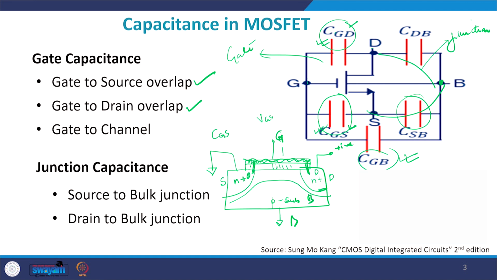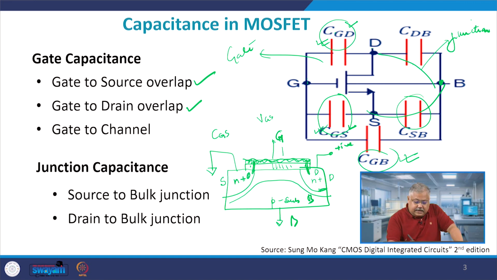Let me explain what gate to channel is. Suppose I have applied a gate bias here which is larger than the threshold voltage of the device. There will be a channel, as I discussed with you, an inversion layer will be formed, and a large number of electrons will be flowing through this region. So now you have this charge and this charge separated by this distance, and as a result you get gate to channel capacitance. But please understand and be very careful that all these capacitances are bias dependent capacitances.